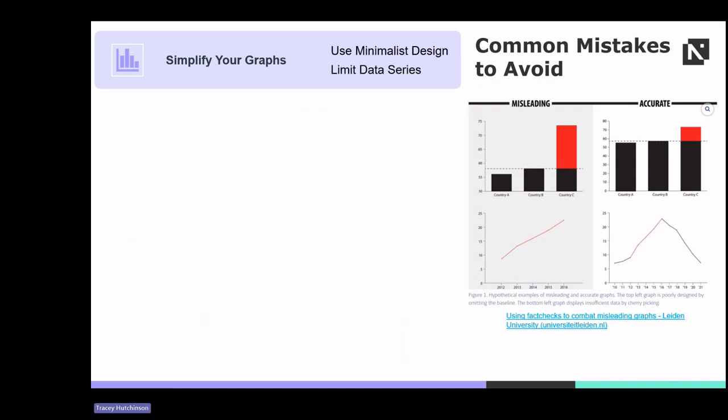Only display data series that are essential for the message you are conveying. Too many series can overwhelm or confuse the viewer.